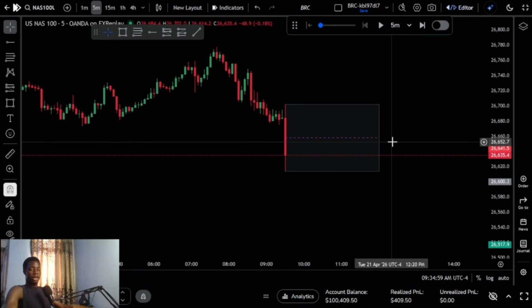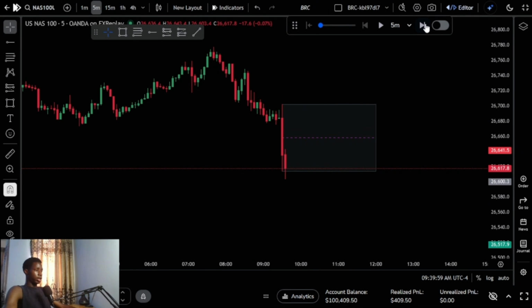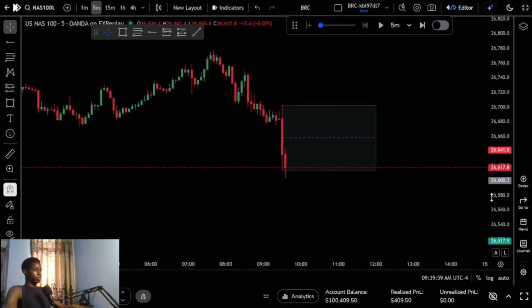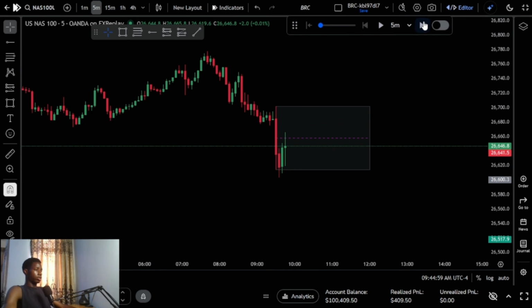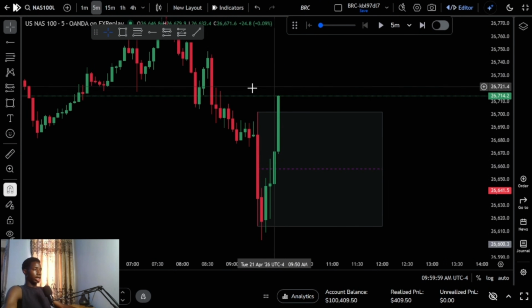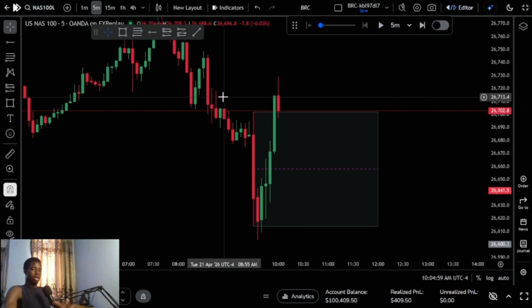All I'm waiting for is a 5-minute break and retest, right? Now we don't have a break. We had a break, but we didn't close as a body below this range. So I'm checking, looking, waiting. Now we have a break, a clean bullish candle break, 5-minute closure above the range. Now I'm waiting for a retest. There we go. Now we have the 5-minute retest.